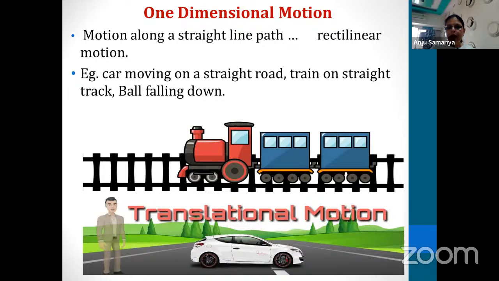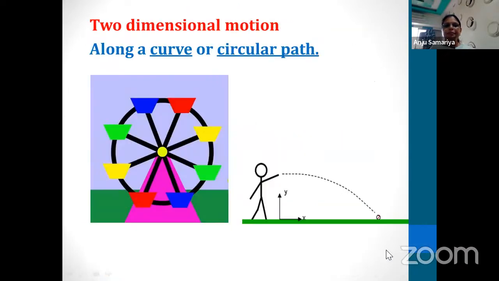So motion along a straight line path is called rectilinear motion or one-dimensional motion. So a car moving on a straight road, or the train on a straight track, a ball falling down. All these are one-dimensional motion. So there is a change in only one axis with the time.